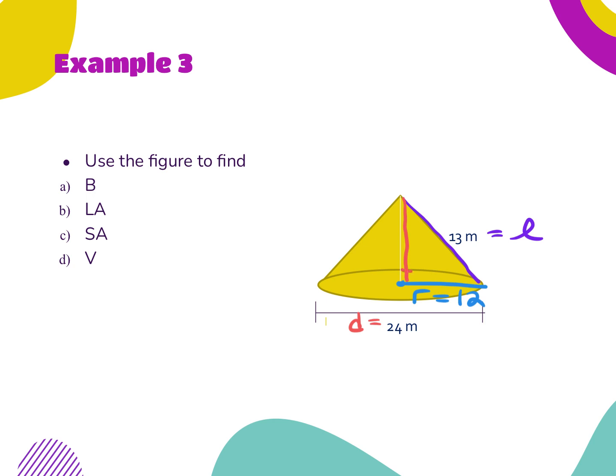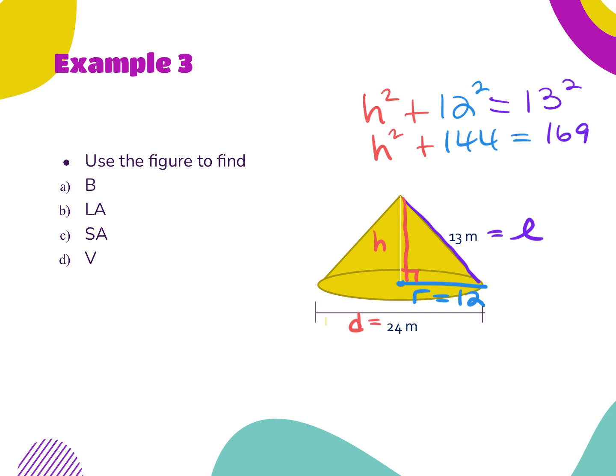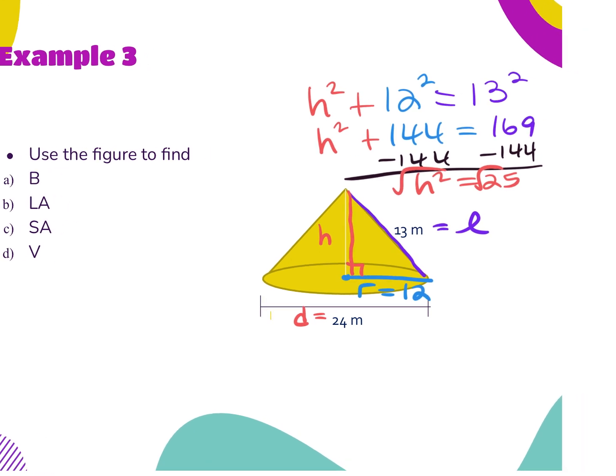So again, I'm going to do the Pythagorean theorem. So I'm going to be doing h squared plus 12 squared equals 13 squared. This is actually a common Pythagorean triple. But again, if you haven't memorized your triples, let's go ahead and just do the Pythagorean theorem. 12 squared is 144. 13 squared is 169. Subtract the 144. And I get h squared equals 25. I don't want h squared. I have to square root it. So the height is equal to 5.